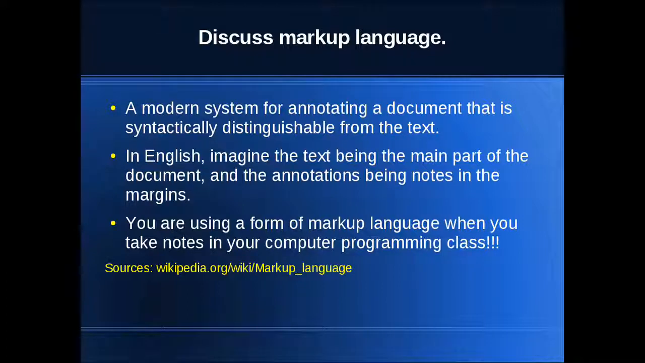So, to put this in English terms, imagine the text being the main part of your document, what you write in between the margins. And then an annotation in the margins, maybe in a different color, that would be a markup. So that's a markup language. Anything that's marked up where the annotations can be distinguished from the main text. So when you're taking notes in your computer programming class, you've created your own markup language. And the source for this is wikipedia.org/wiki/markup_language.